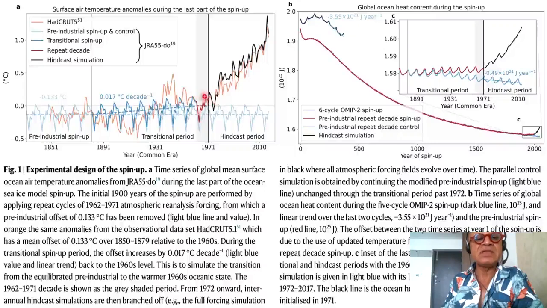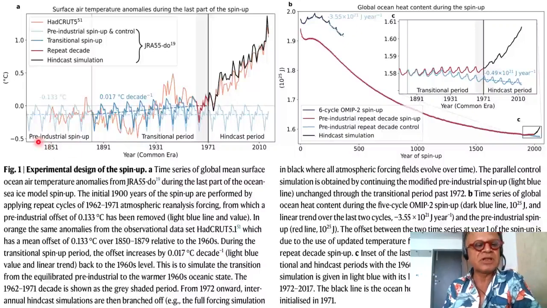So they repeat this forcing on the model to reach equilibrium, and then they take out the trend of 0.133 degrees centigrade, which happened over this period. So you can see that this light blue line here gives then a long-term equilibrated simulation as an initial condition for various other simulations.